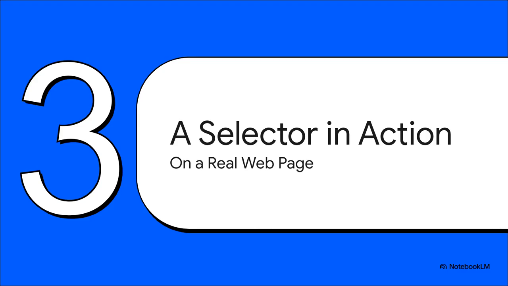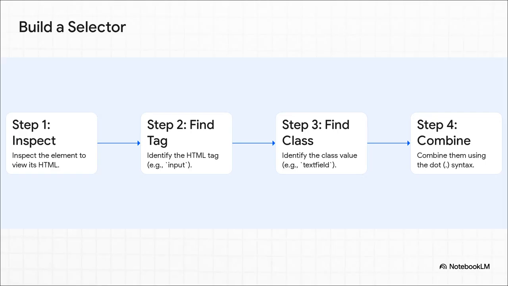Okay, enough theory. Let's see how this actually plays out on a real web page. We're going to go inspect a text field and build our very first class selector right now from scratch. So how do we build one of these things? It's a really simple 4-step process. First, we inspect the element, right? We see its HTML tag is an input. Then we find the class attribute, and we see its value is text field.